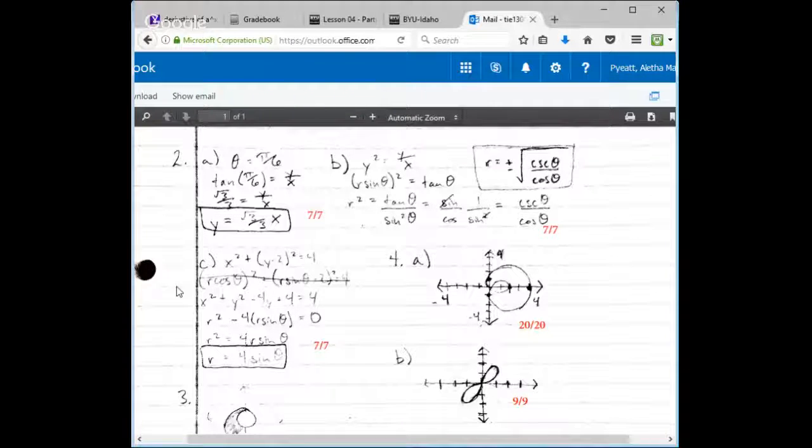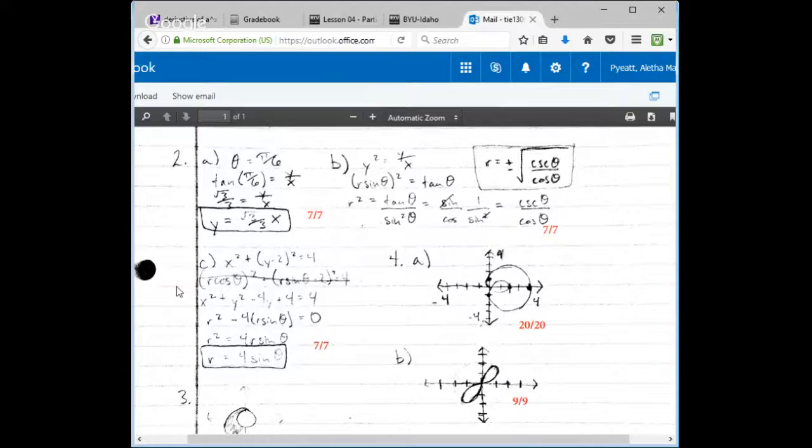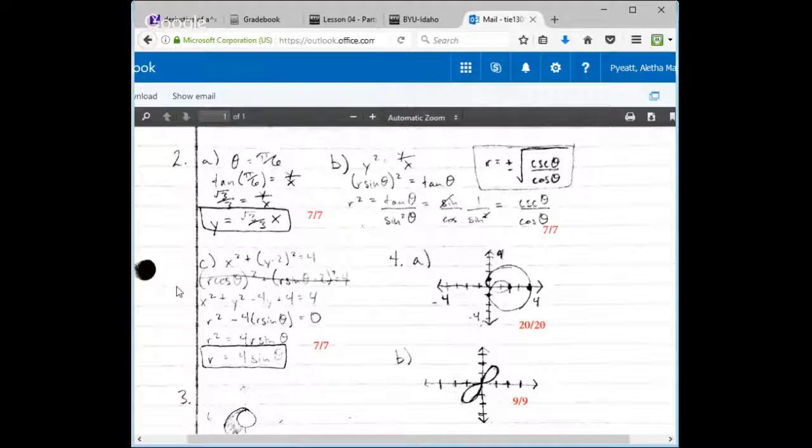I did the whole thing right, except I didn't FOIL y minus 2 right, so I got y squared minus 2y plus 4, and that's wrong. I also substituted y for r cosine theta when it should have been r sine theta. So I know where I went wrong. Okay, I'm good there.